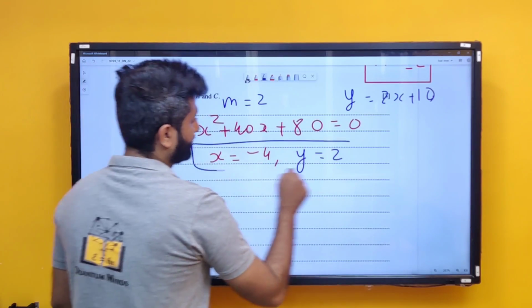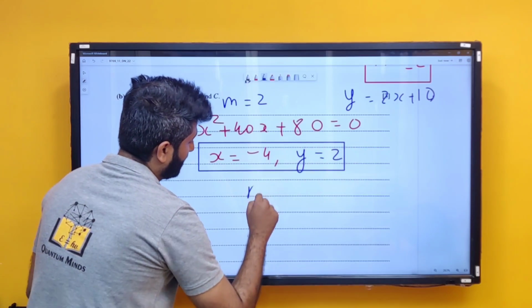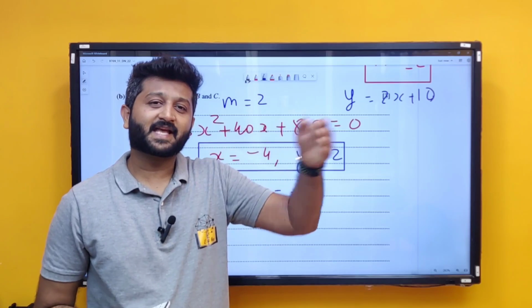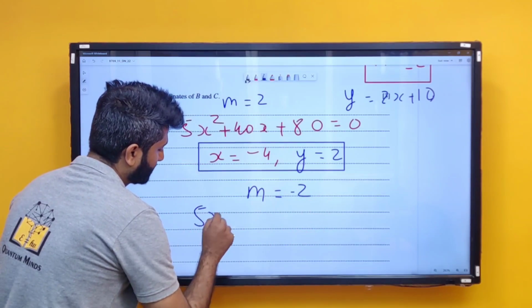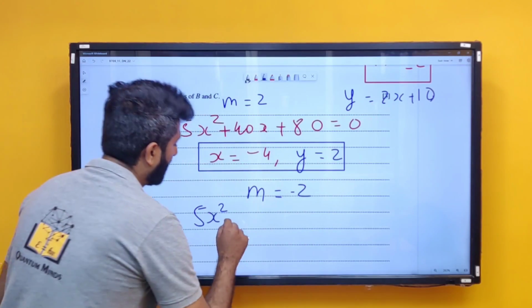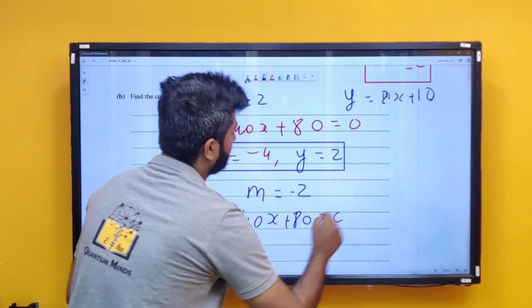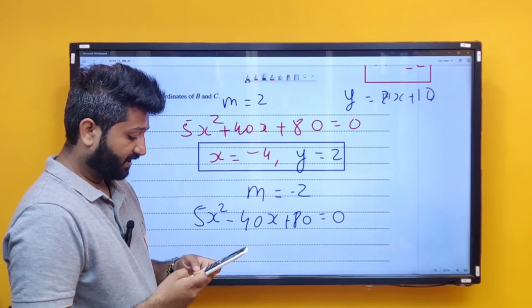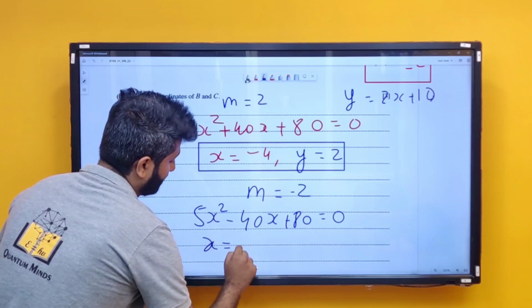So this is my answer, when x is minus 4 and y is 2. Now let's say when m is minus 2. The equation becomes again 1 plus m square. Minus 2 square is 4, 4 plus 1 is 5. So 5x square plus 20 mx, so this will be minus 40x plus 80 equals 0. I think if I'm not wrong, this x should be 4. Still minus 4, then we have minus 40 and 80. Yes, the value of x is 4.